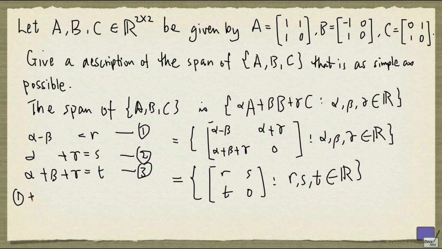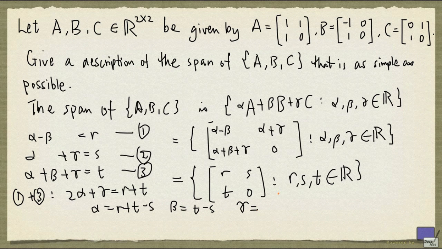So first of all, 1 plus 3 gives 2 alpha plus gamma equals R plus T. And now I can subtract 2 from this equation to get alpha equals R plus T minus S. So once we have alpha, we can get beta. So beta is going to be alpha minus R. So beta is going to be T minus S. And from 2, we know that gamma is going to be S minus alpha. So gamma is going to be 2S minus R minus T.